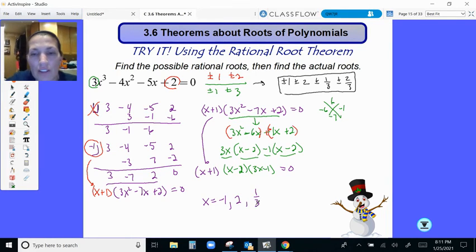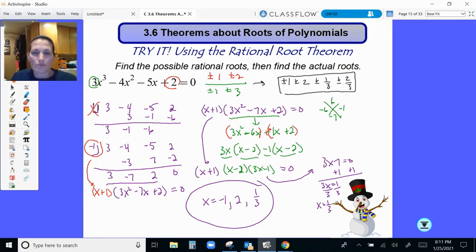Now, if you're not always sure how I got the 1/3, it's because 3x minus 1 equals 0. I add 1. 3x equals 1. Gosh, I can't draw very good on this. Divide by 3, and x equals 1/3. That's how I got the 1/3 there. So here's all my solutions, all my rational roots. Okay, that is how you start to find all of our rational roots.